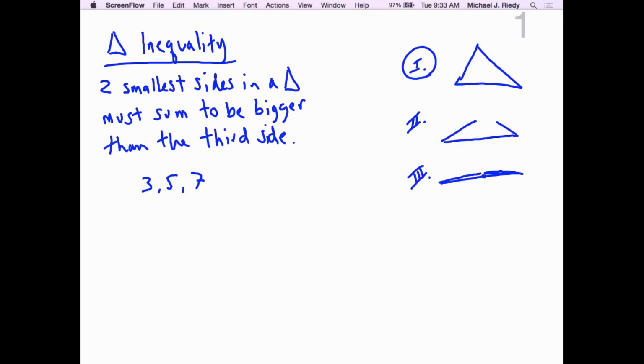The more difficult part would be, what if I got rid of the 7? What are the possible lengths of that third side? Greater than 2, but less than 8. So x has to be greater than 2, but less than 8. We don't know the third side length, so we can only make an inequality. But why 2 and 8? Because 5 minus 3 is 2. 5 plus 3 is 8.